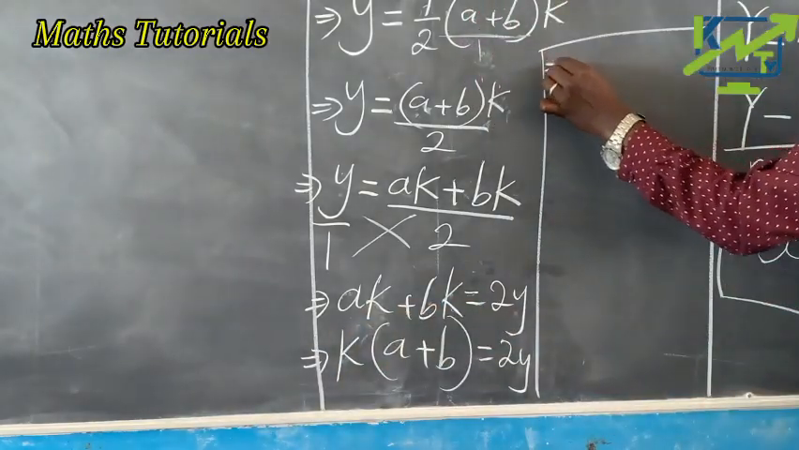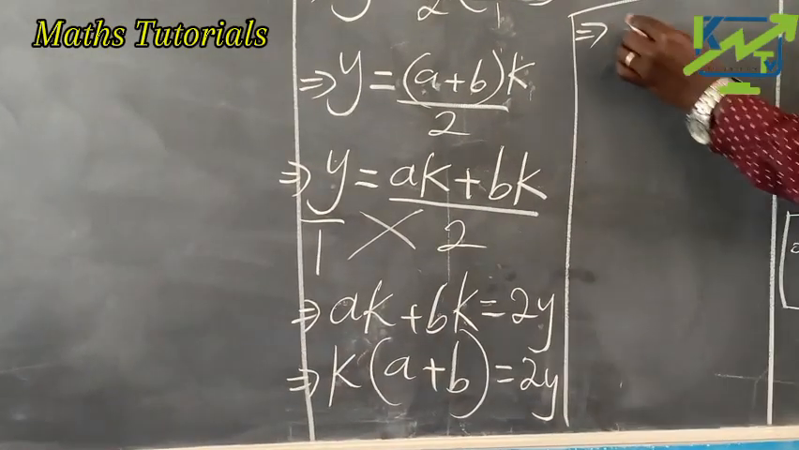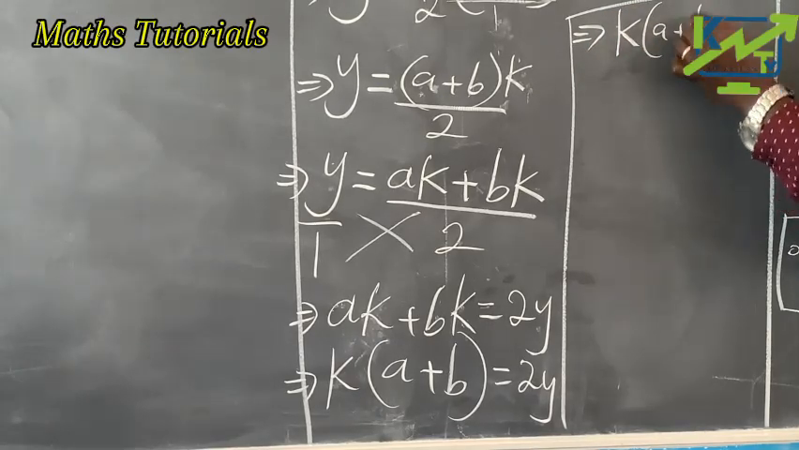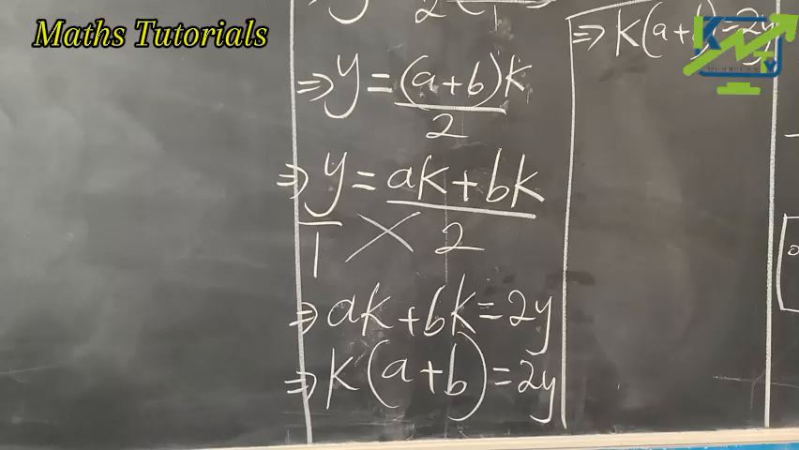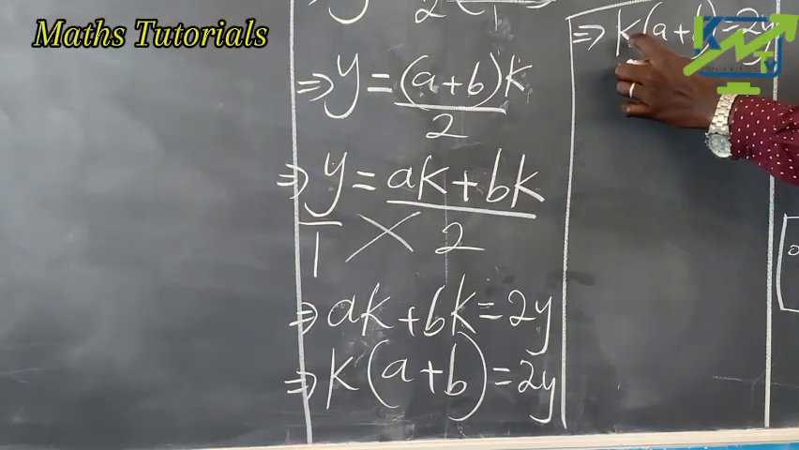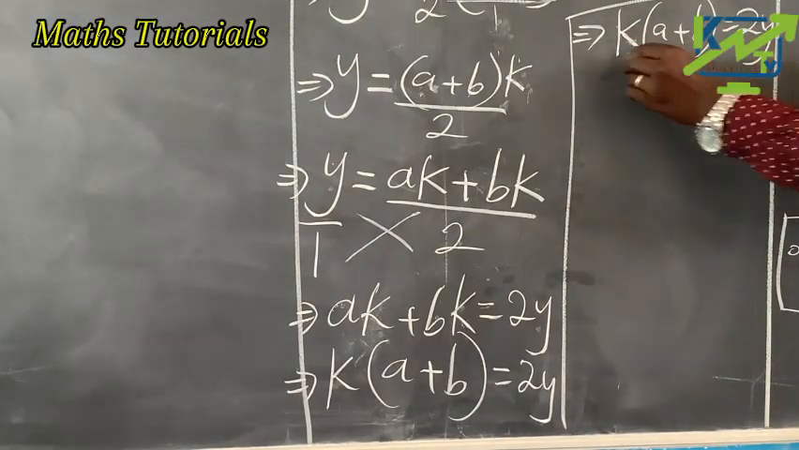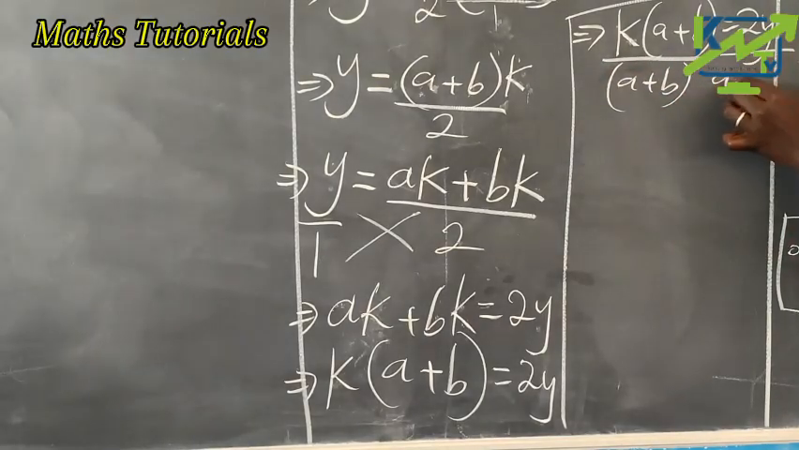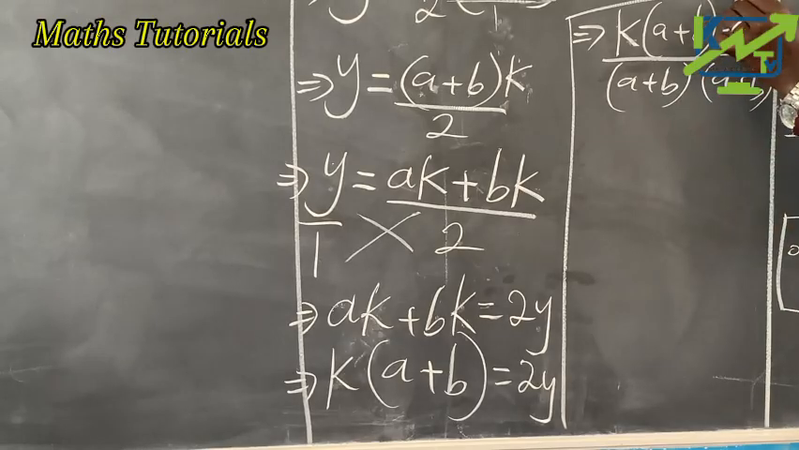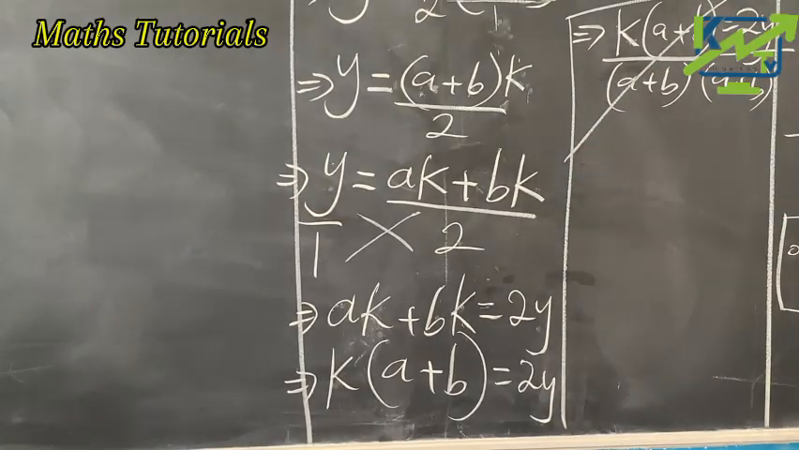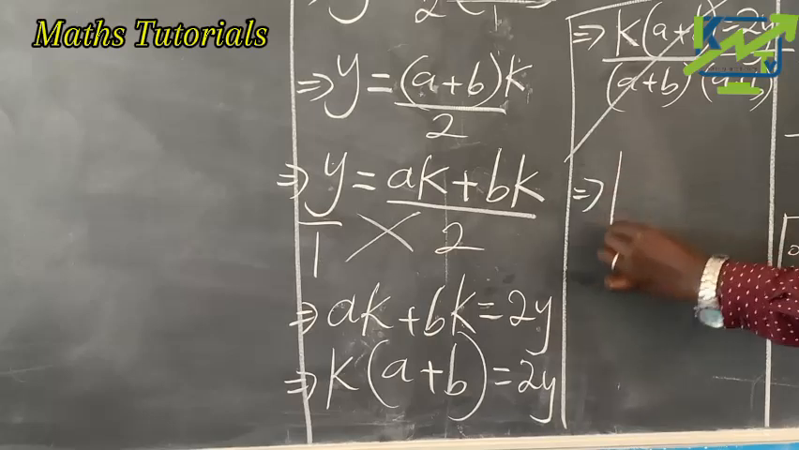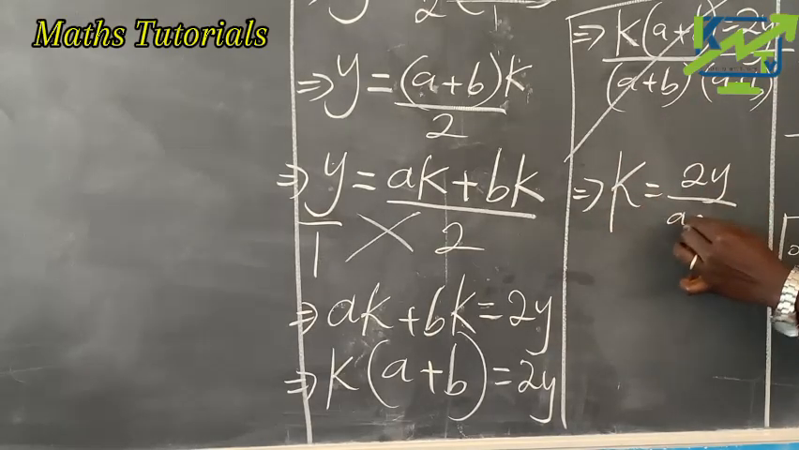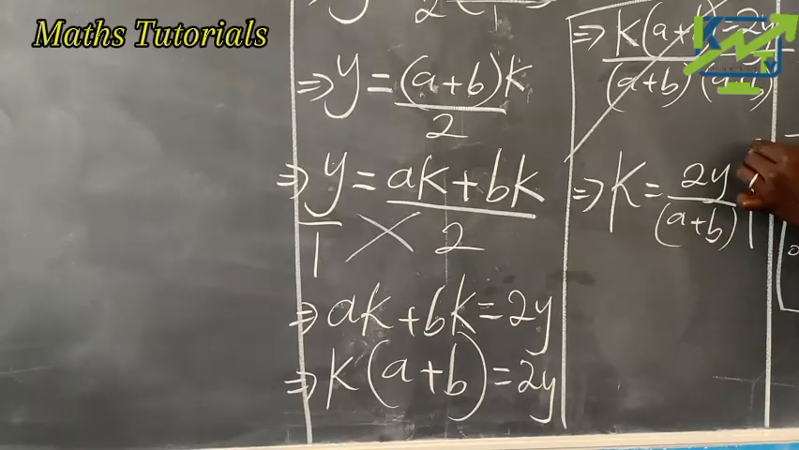This is implied. So let's look at this part. This is what we have: k into a plus b equals 2y. Now we want k to stand alone, and k is with this term. Divide both sides by a plus b. So this one stroke, they will cancel. What is left is only k. Therefore k equals 2y all over a plus b. This is the final answer.